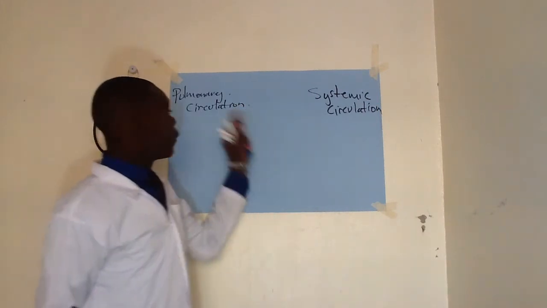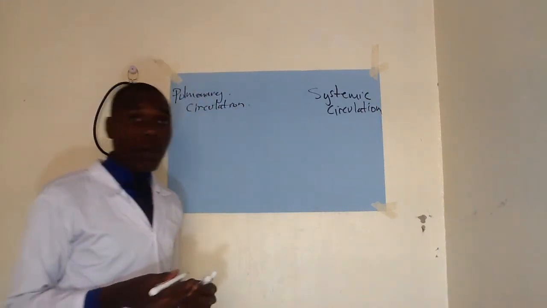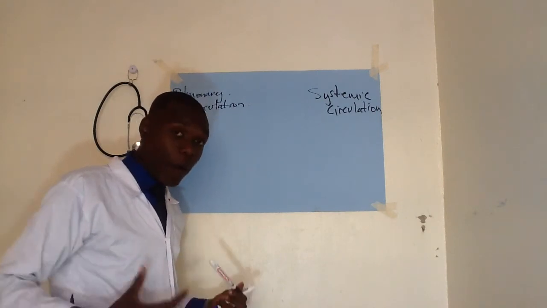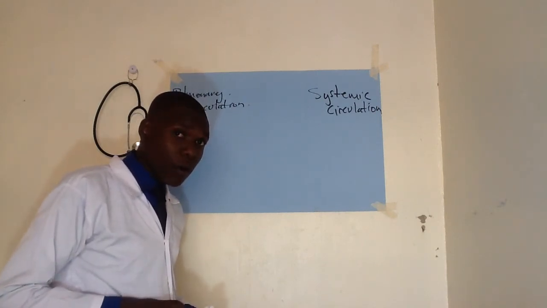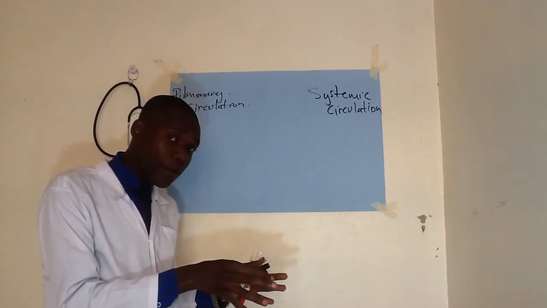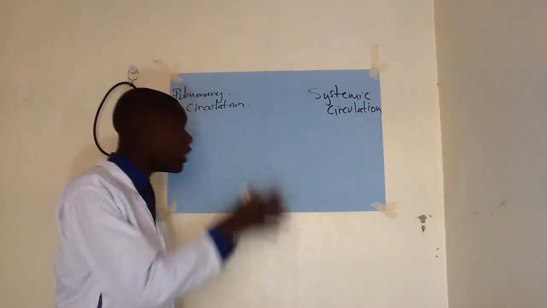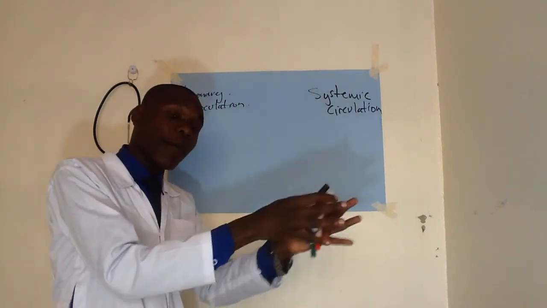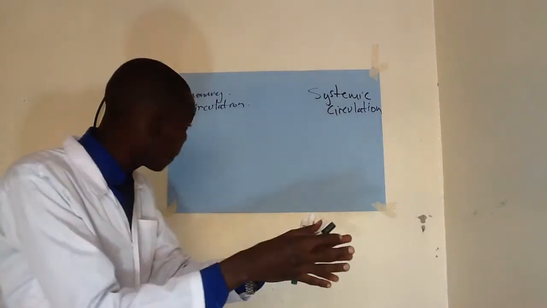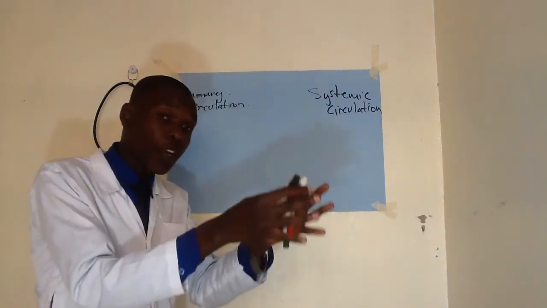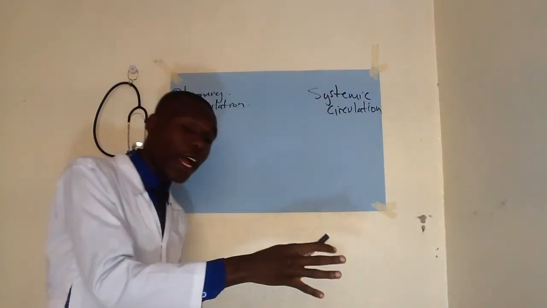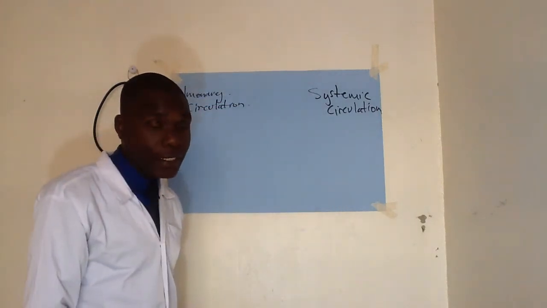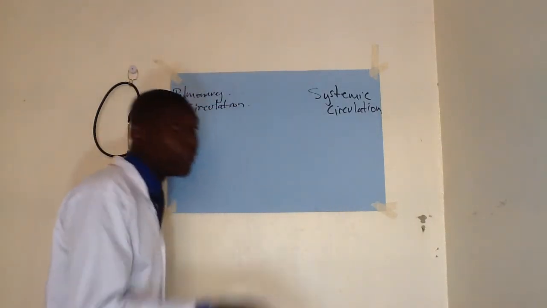So, with the pulmonary saturation, we are looking at deoxygenated blood from our body moving to the heart, pumping it to the lungs, it passing through the pulmonary capillaries, it picking up oxygen, and it proceeds back to the heart where it is pumped to the body.